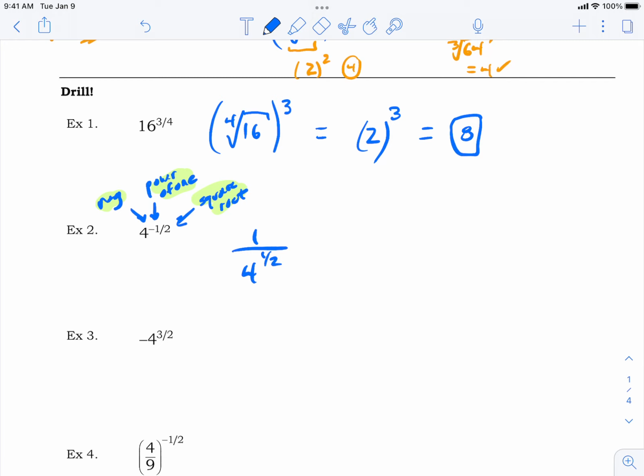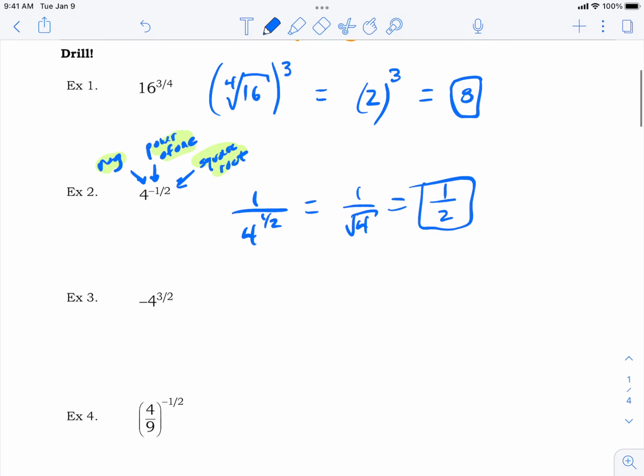I flipped it. It's 1 over 4 to the 1/2. Well, 4 to the 1/2 is 2. It's the square root of 4, which is 2. So this thing ends up being just a 1/2. Cool.